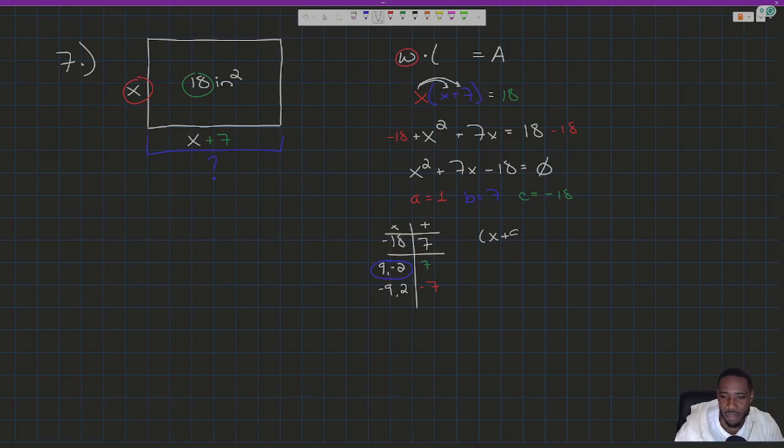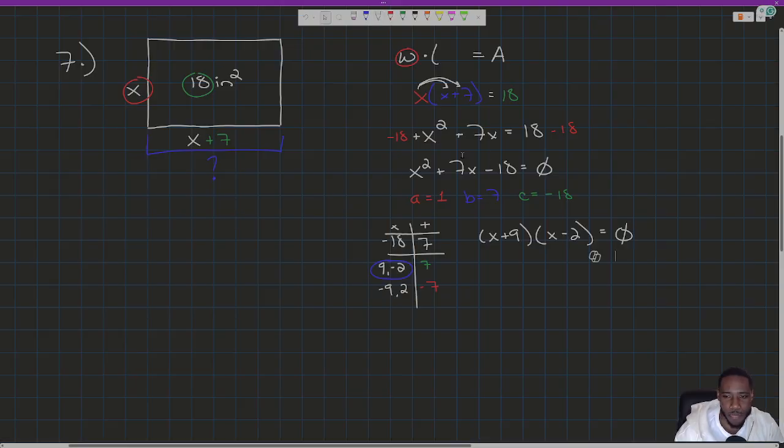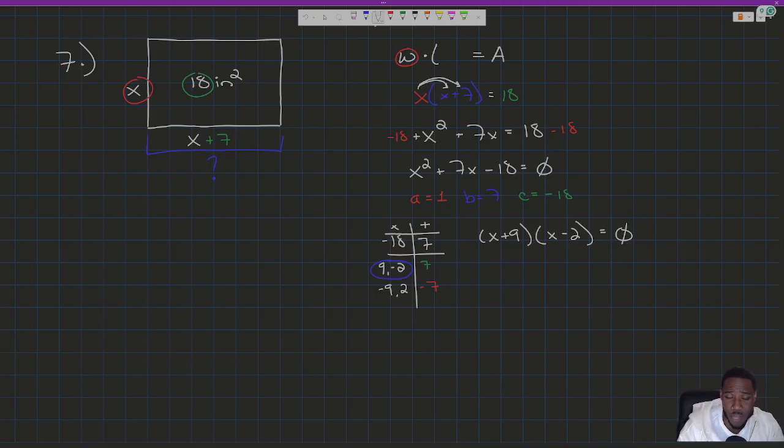x plus 9 and x minus 2 is equal to 0. So we just factored this quadratic trinomial into the multiplication of two binomials. And when we multiply these two binomials, we're ending up with this product of 0. And that's only possible if one of those binomials is equal to 0, and that's called our zero product property.